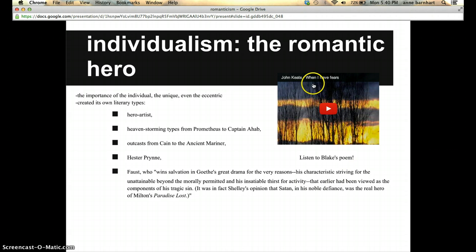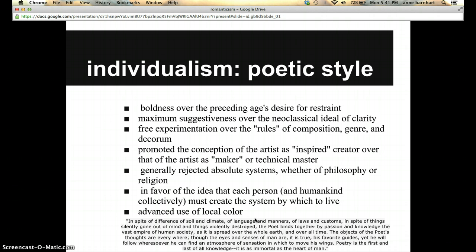And over here, if you would like, oops, not Blake, my bad. This is a John Keats poem that I found. I was going to use a Blake poem. So the individualism in poetic style, they were bold. They didn't like the previous time's restraint. They didn't like the idea of clarity and absolutes. They liked suggestiveness. They liked freedom, the freedom of experimentation, and they looked to themselves as the makers, the creators, the gods, the natural pieces of art.